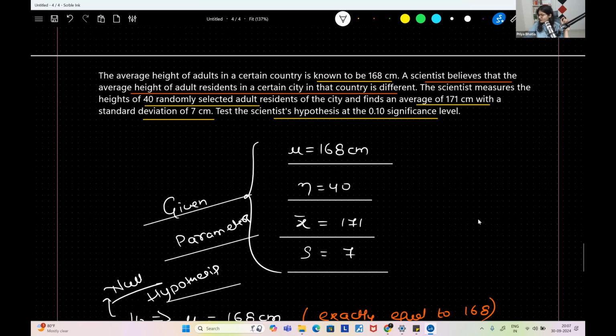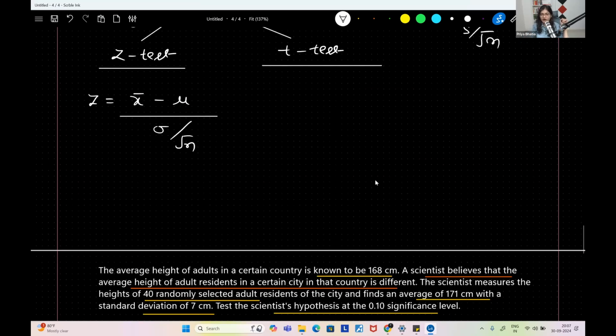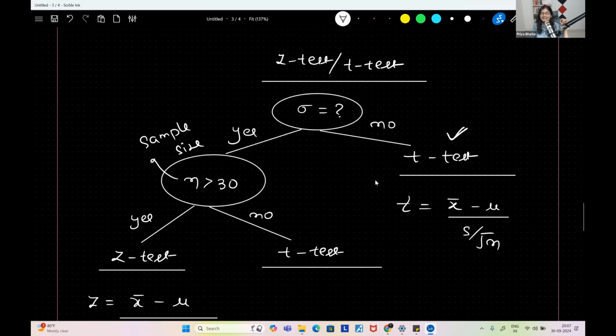Here in this specific question, should we go with a z test or a t test? In this question, the value of n doesn't matter, because the value of sigma is not given. Only s is given to us, sigma is not given to us. So we will go with the t test.